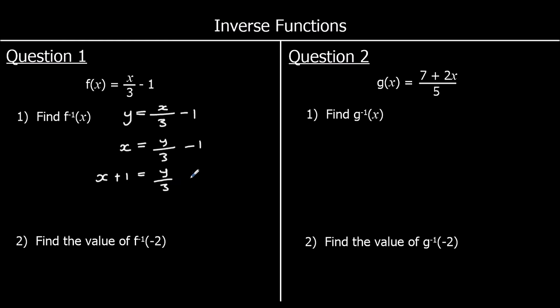I then multiply both sides by 3. So 3 times (x plus 1). I'm going to write that as 3x plus 3. So y equals 3x plus 3. So the inverse function, f inverse of x, is 3x plus 3.